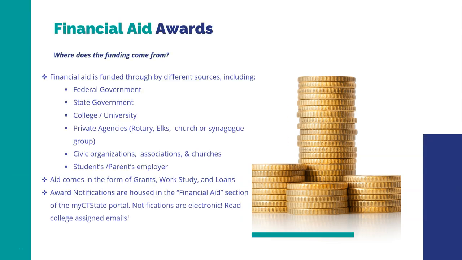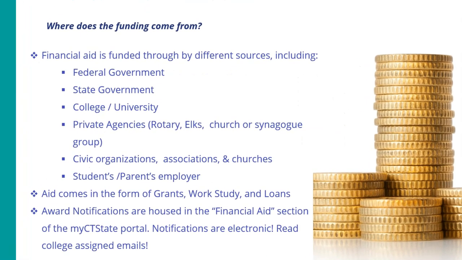Financial aid awards. Where does the funding come from? Financial aid is funded by different sources, including federal government, state government, college, university, private agencies, civic organizations, associations, and churches, students or parents' employers. Aid comes in the form of grants, work study, and loans.